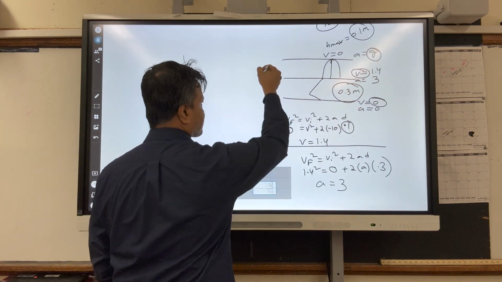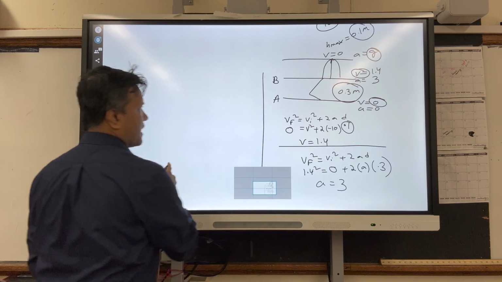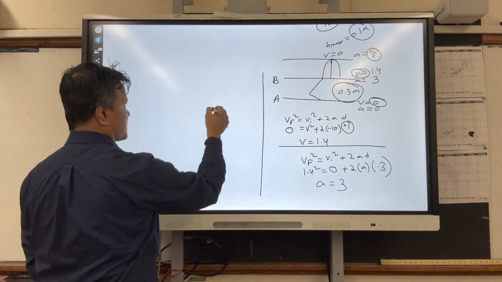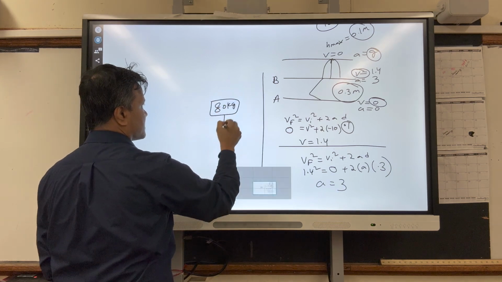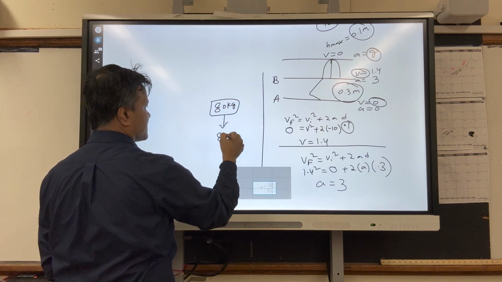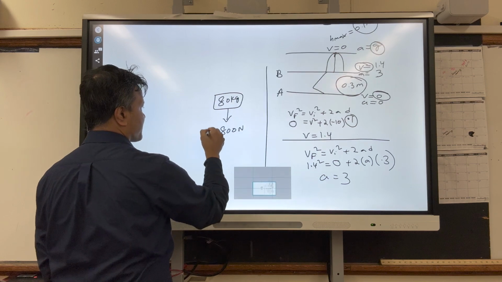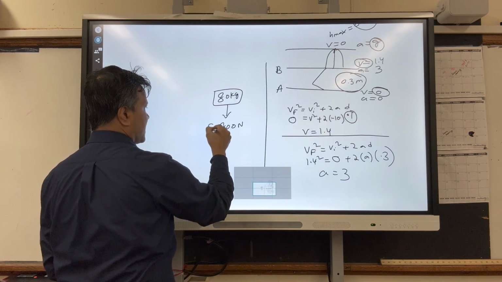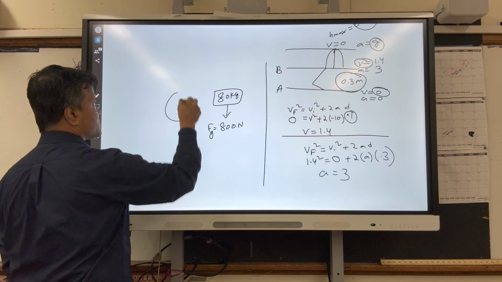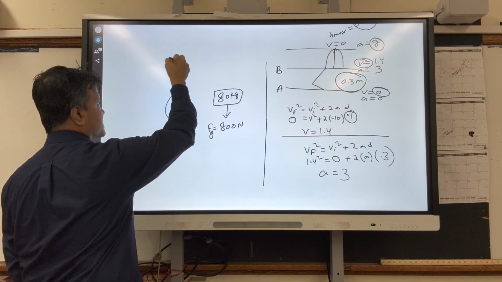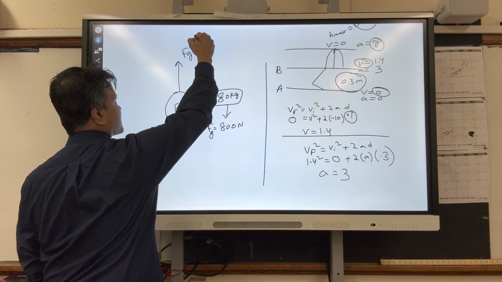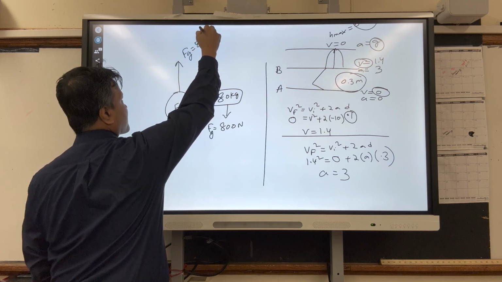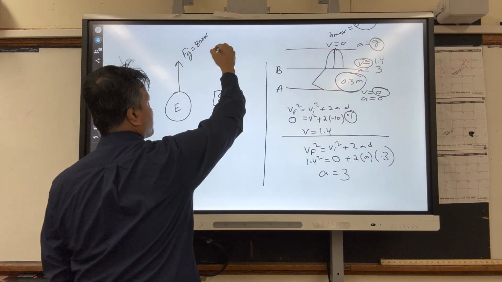Okay, now I want you to find the weight of the 80 kilogram man. The weight is 800 Newton, Fg. That's the earth pulling him. He pulls the earth with the same amount, 800 Newton. Okay, so what is the F push?